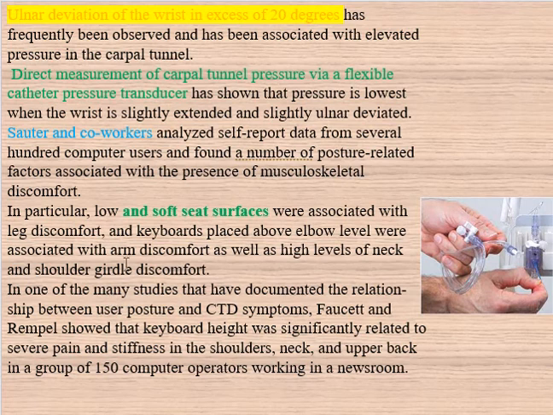Basically, there are many studies that have documented the relationship between user posture and CTD symptoms. Fawcett and Rempel showed that keyboard height was significantly related to severe pain and stiffness in the shoulder, neck, and upper back in a group of 150 computer workers in a newsroom.